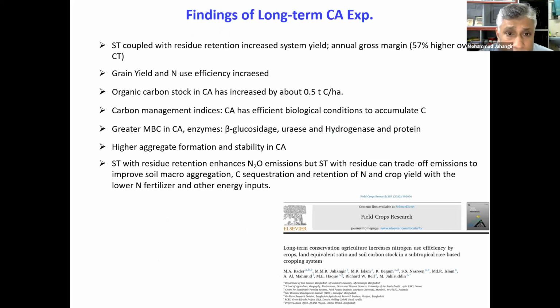Okay, then from this experiment, after 10 years of evaluation, we found organic carbon stock in conservation agriculture increased by about 0.5 ton carbon per hectare, grain yield increased, and nitrogen use efficiency increased because the nitrogen requirement of crops decreased in conservation agriculture practices. This data we published in Field Crops Research. If anybody wants, we can share.